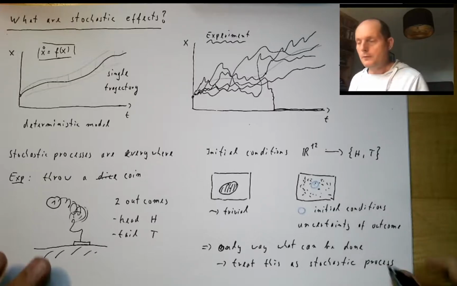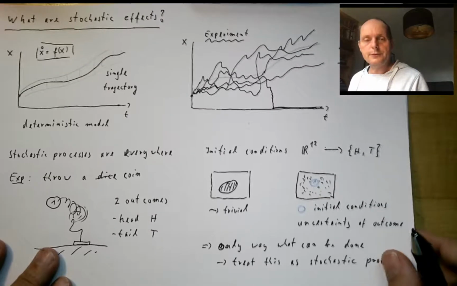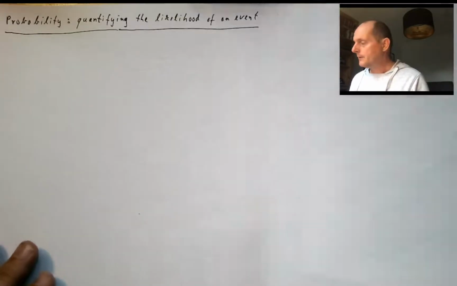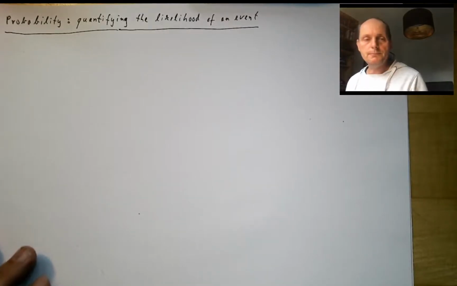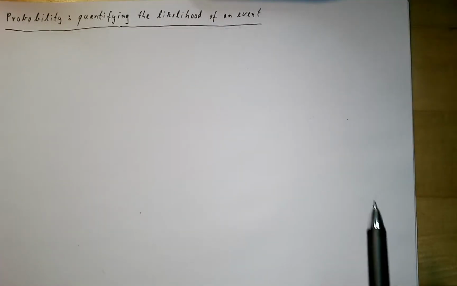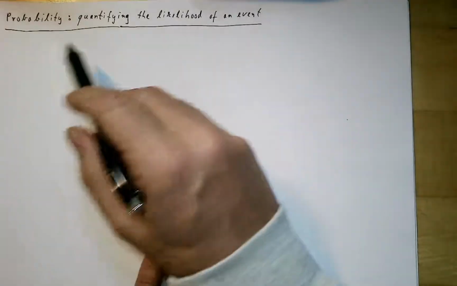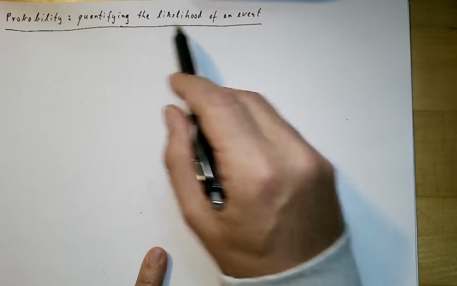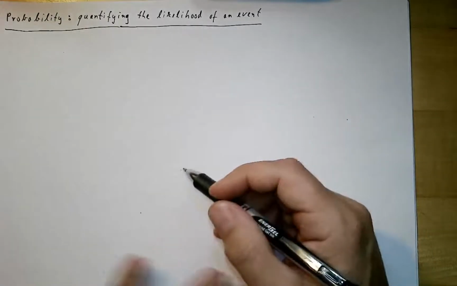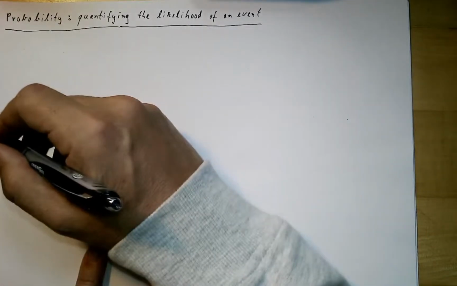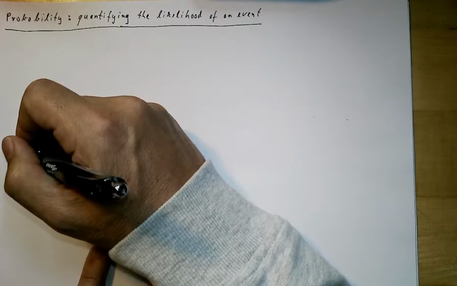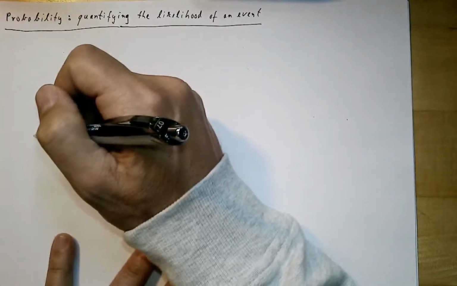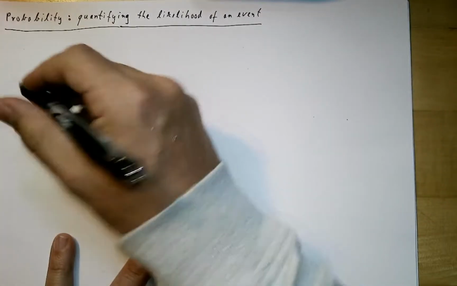And now I want to look a little bit more closely. What does it mean, probability? What do we mean by this concept? So probability means we quantify the likelihood for the outcome of our experiment, the likelihood for an event. And so how do we quantify this?